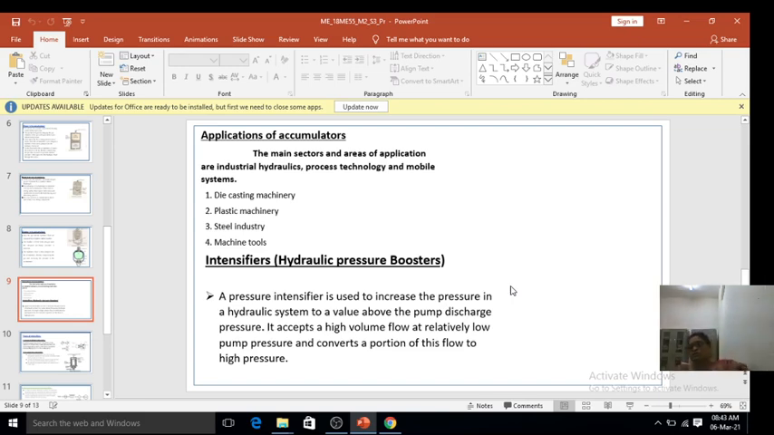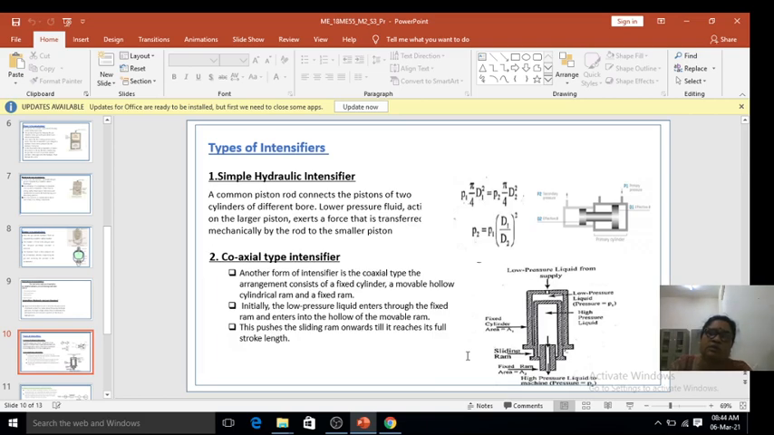So suppose the system is not acquiring the sufficient pressure required based on the functional requirement, then we are going to use these intensifiers. It accepts a high volume flow at a relatively low pump pressure and converts a portion of this flow into high pressure. There are different types of intensifiers. One is a simple hydraulic intensifier.